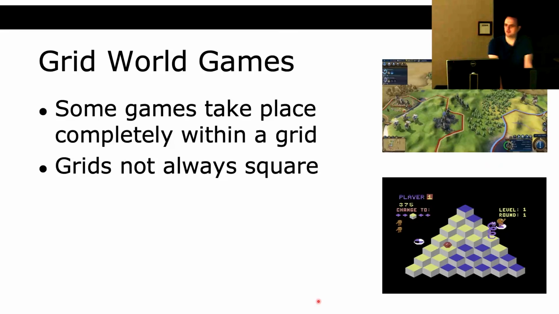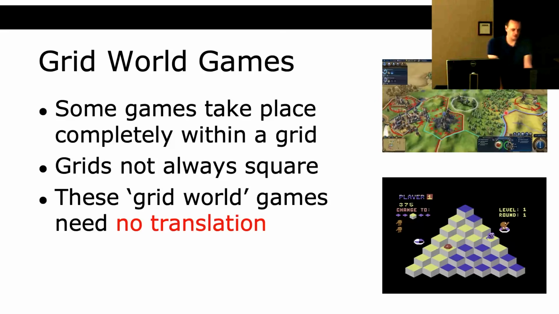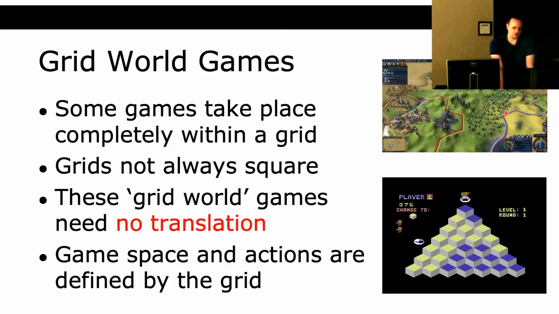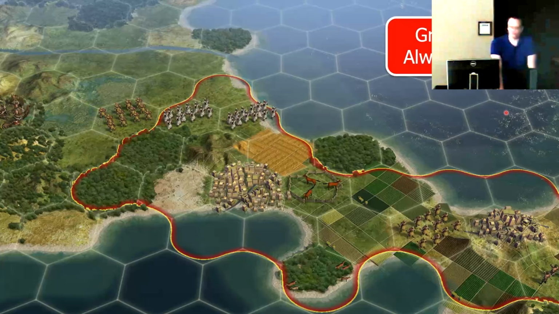But the thing is, the grids aren't always square. So here, for example, I have a bigger screenshot of that in a second. These grid games need no translation from one grid to another. We can just work directly in the grid structure that those have, and the game space and actions are going to be defined by that grid. So for example, okay, who's played Civilization or any type of Civilization game? Few people. So Civilization is played on a grid, but that grid is hexagonal.